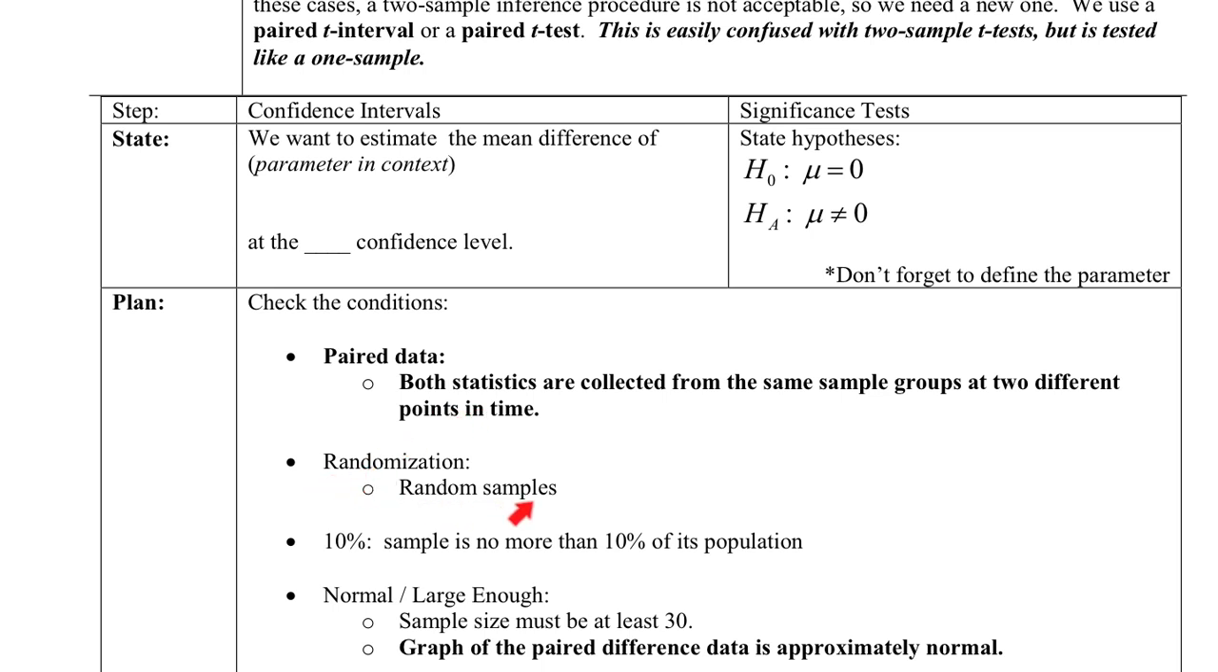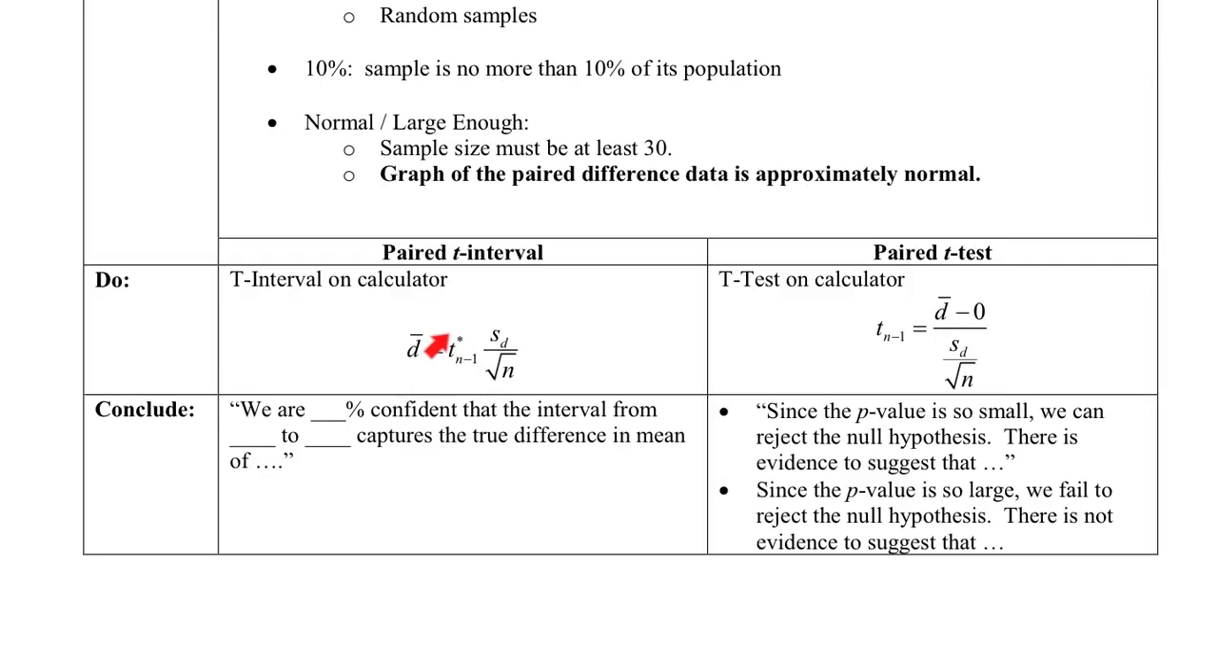Randomization, just make sure both samples are random. They are obviously not independent. And then 10%, the sample is no more than 10% of the population. And finally, make sure your sample size is at least 30 or a graph of the paired differences is approximately normal. There are no other changes except that you're going to have the difference, so d-bar, not an x-bar, and everything else should be the same.